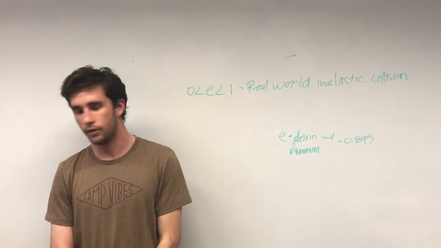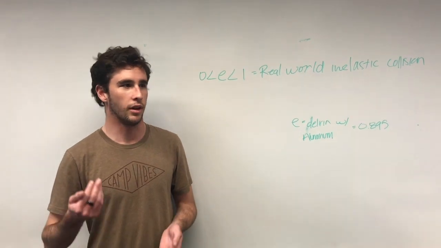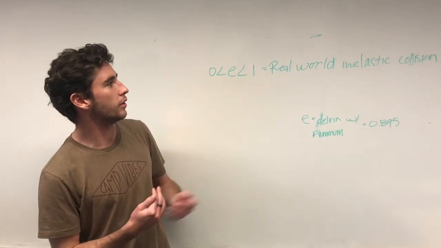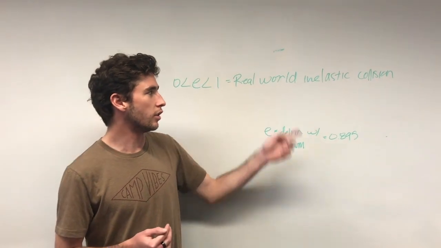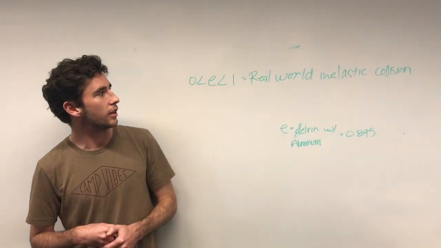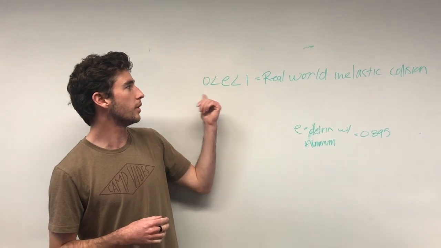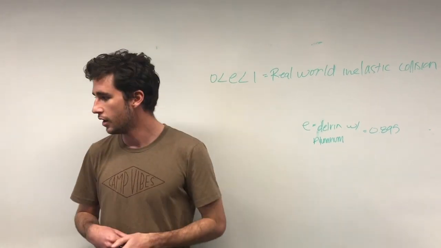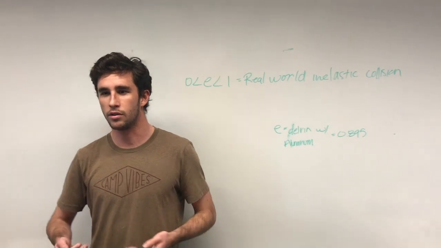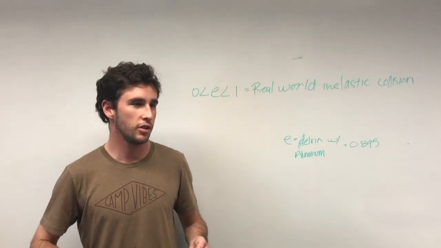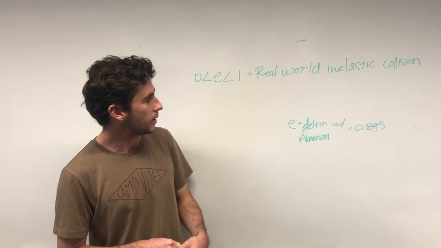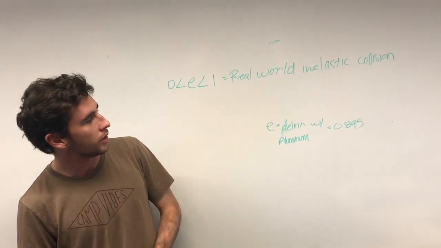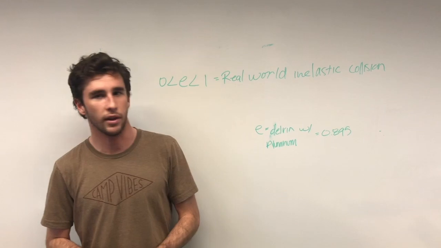From our conclusions, all of the coefficients of restitution were less than 1, so we can conclude that they are in fact real world inelastic collisions, because in that scenario E is in between 0 and 1. And so for the next exercise, we're going to use the ones with the greatest coefficient of restitution, which happen to be Delrin with the aluminum with a 0.895.